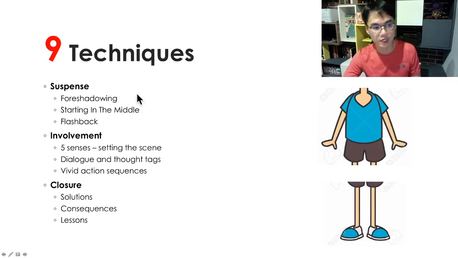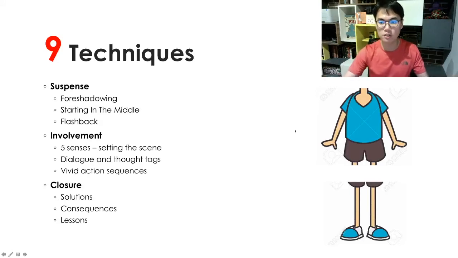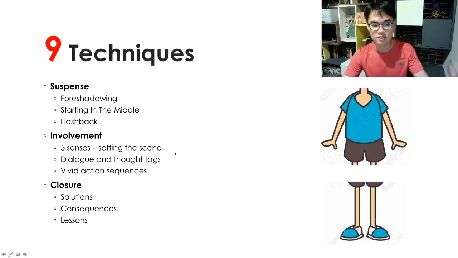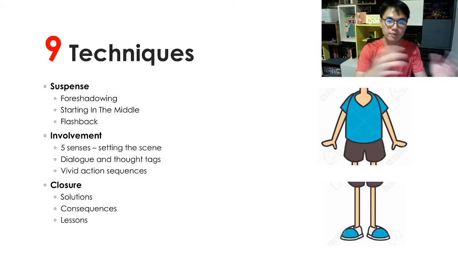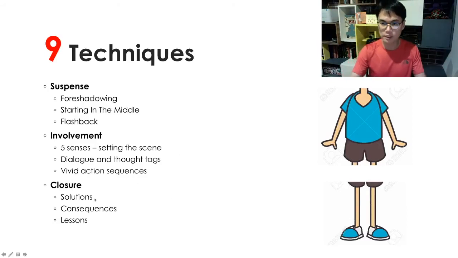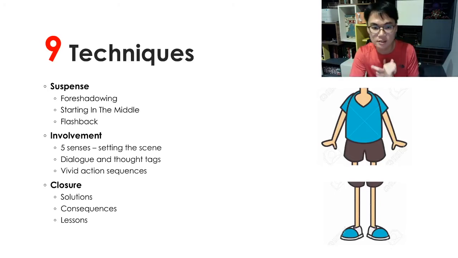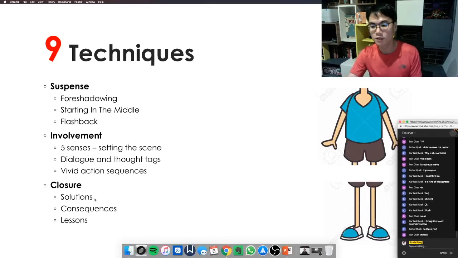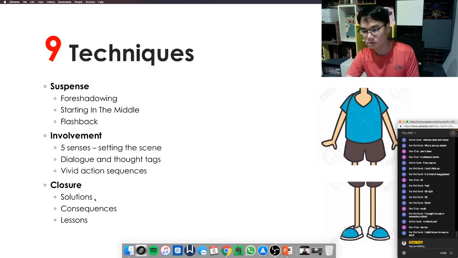Suspense, which has to do with the introduction, using foreshadowing, starting in the middle and flashback. Involvement, which has to do with getting your reader into the story, into the body of the story, right? Using your 5 senses to set the scene, using dialogue and thought tags, using and building vivid action sequences using verbs and adverbs. And finally, closure, building a nice end to your story, making sure that there are solutions to the problems, consequences for any bad deeds that are done, and lessons that you learn at the end of the story, okay? So remember, boys and girls, that as you're writing the story, keep these points in mind, and you will be very, very safe in your writing, okay?